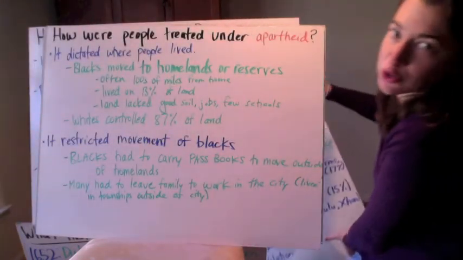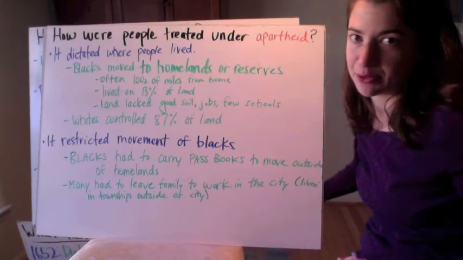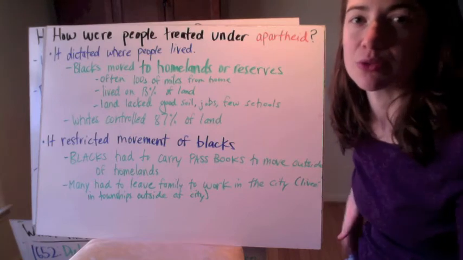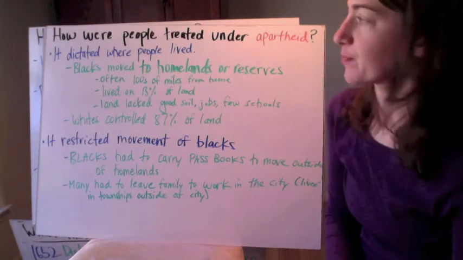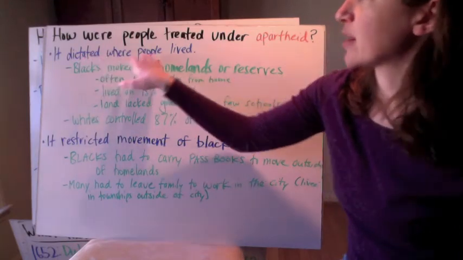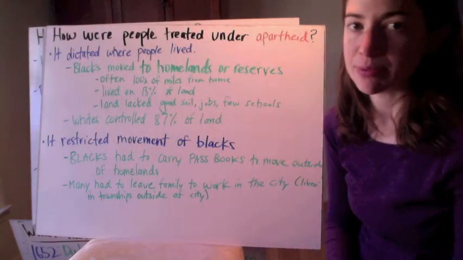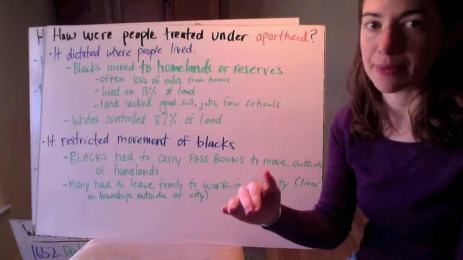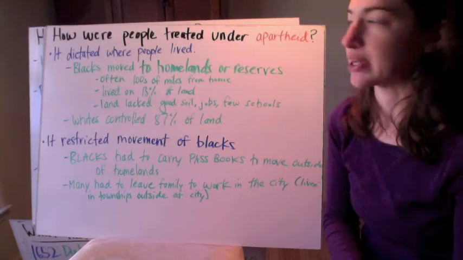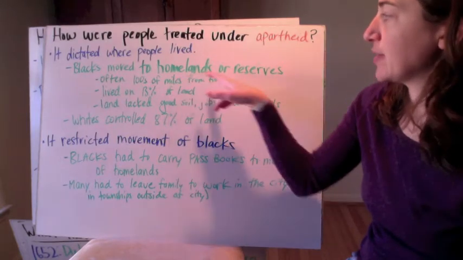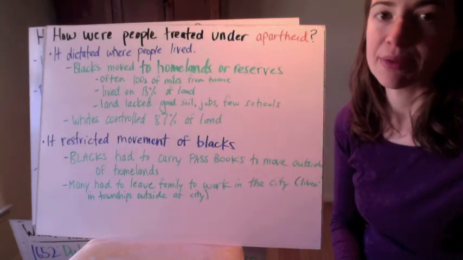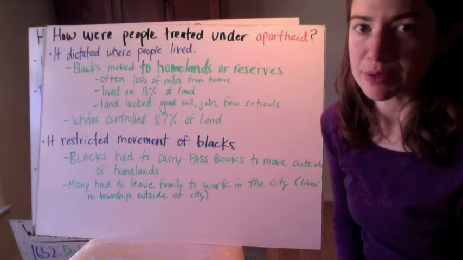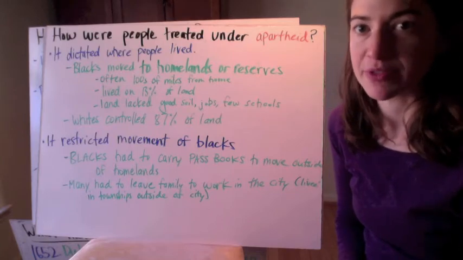So how are people treated during apartheid? This will take up two boards. I could probably go on for longer, but I just want to consolidate it into four different points. So first of all, it dictated where people lived. So when apartheid was implemented, a few years after, they started moving blacks, who remember were the lowest class during apartheid, to homelands. And these homelands or reserves were places that weren't really people's homes, but the whites wanted to move them off of the good land.